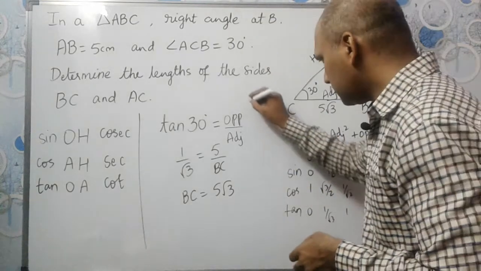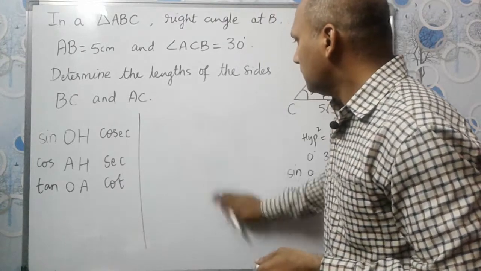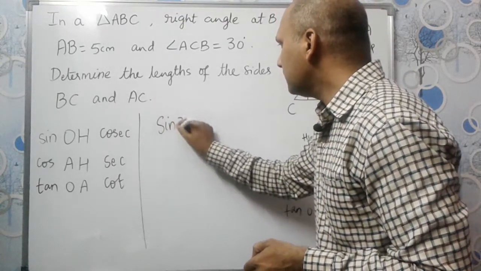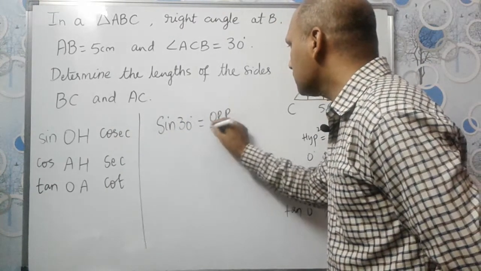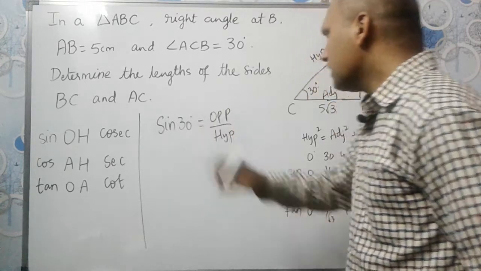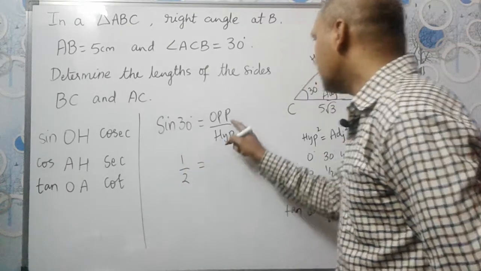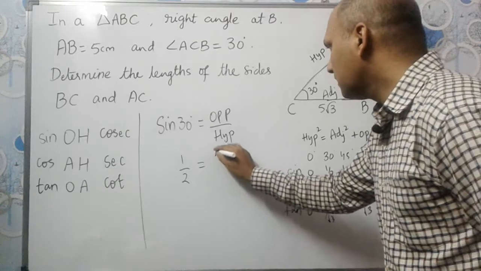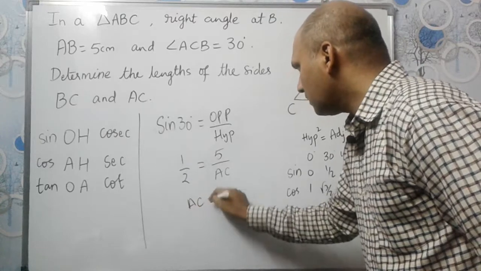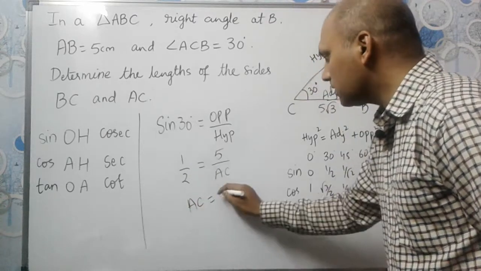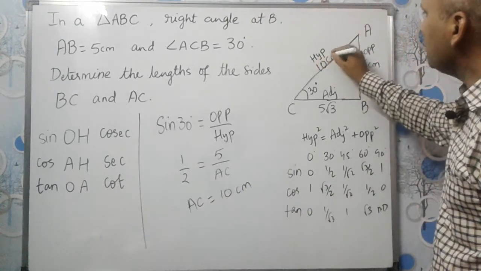So which one shall we use? Shall we use sine? Okay. So let me rub this part. So sine 30 degrees. What is sine formula? Opposite by hypotenuse. Sine 30 is 1 by 2. That is 1 divided by 2 is equal to opposite side 5 divided by hypotenuse AC. Cross multiply now. 1 into AC will be AC, equal to 2 goes on the other side, 2 5s are 10. So AC is equal to 10 centimeters.